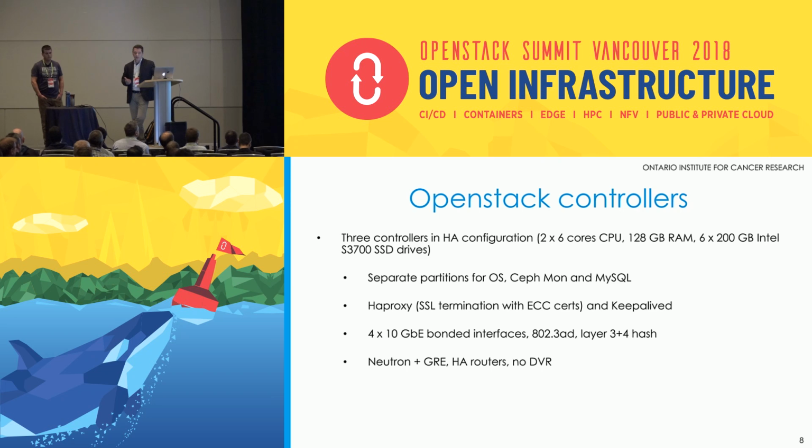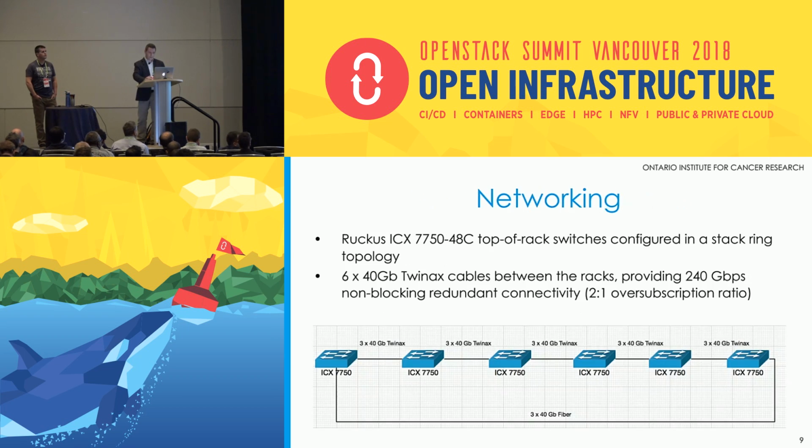And on the controller side, we have also 4 10 gig networks that we bond together, and we have VLANs on top of them to separate different types of traffic going to the controllers. On the network side, we use Neutron, GRE, and HA routers. So every project has a router that is highly available with 2 routers across the 3 controllers. So each controller has active passive for a number of Neutron tenants. And we don't use DVR for Neutron.